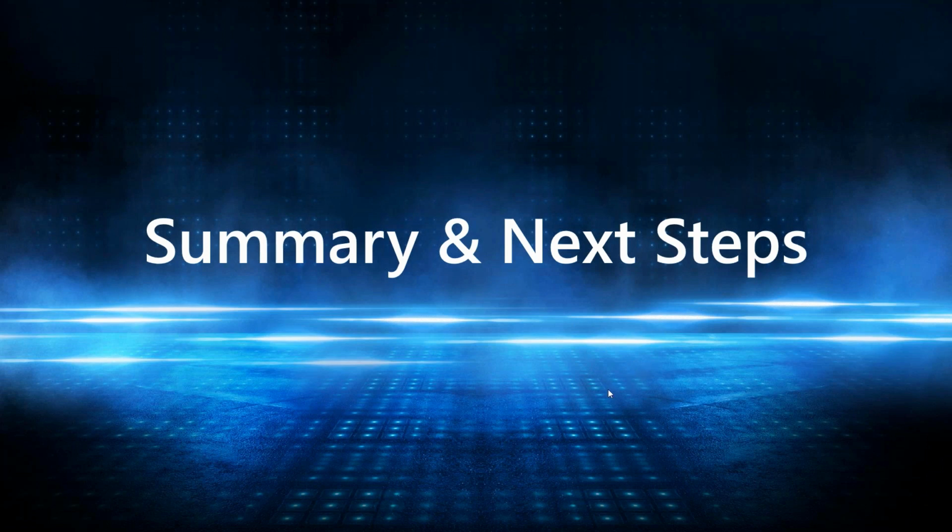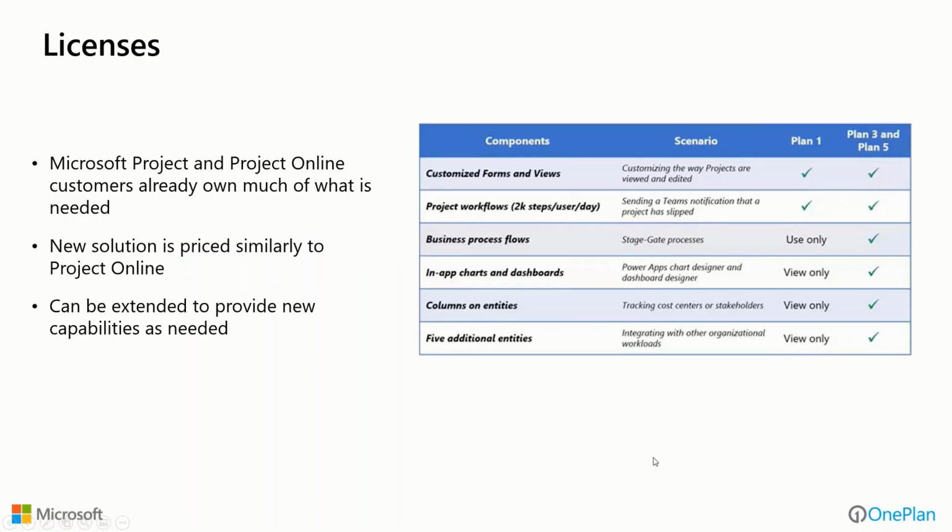So let's go into summary and next steps. One of the things to factor into this is that the licensing that's required for this new platform, you may already own some components of that. The Project Plan 3 and Plan 5 licenses that you have for Project Professional and/or for Project Online is what you need to do some of the things that Paul showed you here today.